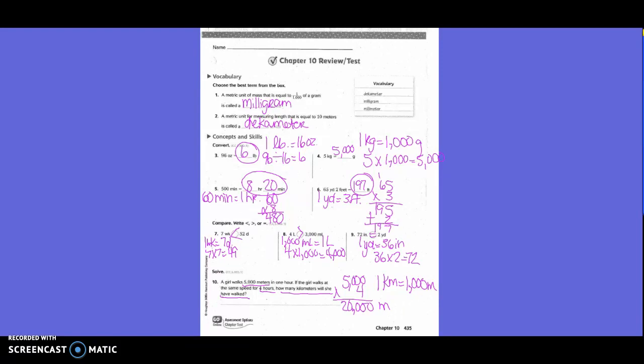So I need to go from a smaller unit to a larger unit. That means I'm going to divide. Since I have 3 zeros here, I'm going to move my decimal over 3 places. 1, 2, 3. So that leaves me with 20 kilometers.